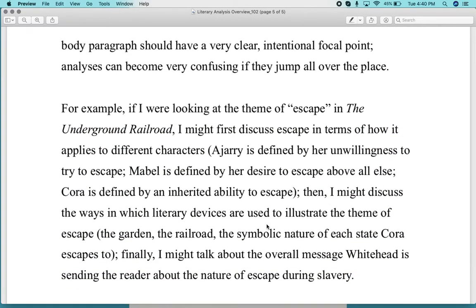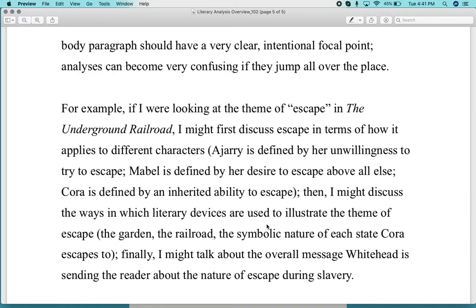Okay, so for example, in terms of what the body paragraphs might look like, if I were looking at the theme of escape in The Underground Railroad, I would want to think about how to organize that discussion. Maybe in my first body paragraph, I would discuss escape in terms of how it applies to different characters, right? So I could talk about how Ajarry is defined by her unwillingness to try to escape. Mabel is defined by her desire to escape above all else. Cora is defined by an inherited ability to escape, right? So I would just talk about the theme of escape as it relates to the characters.